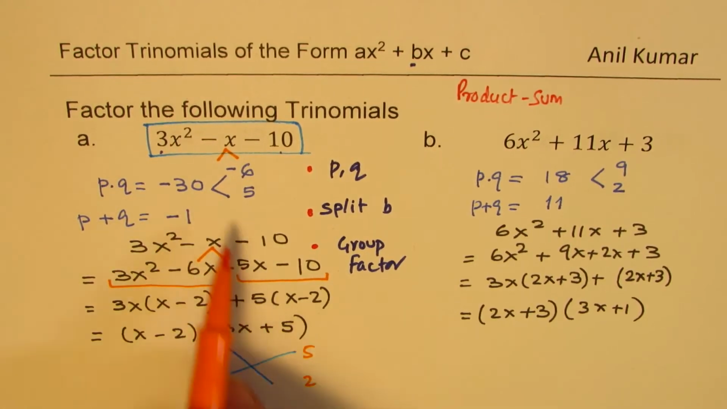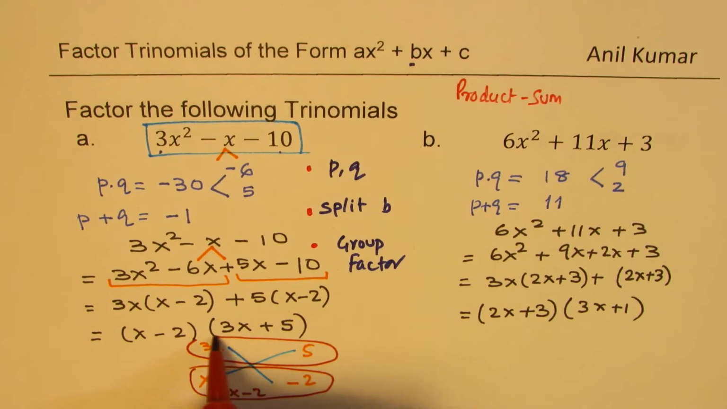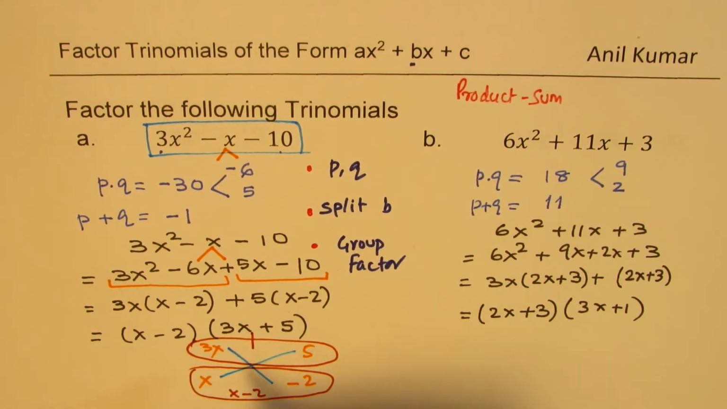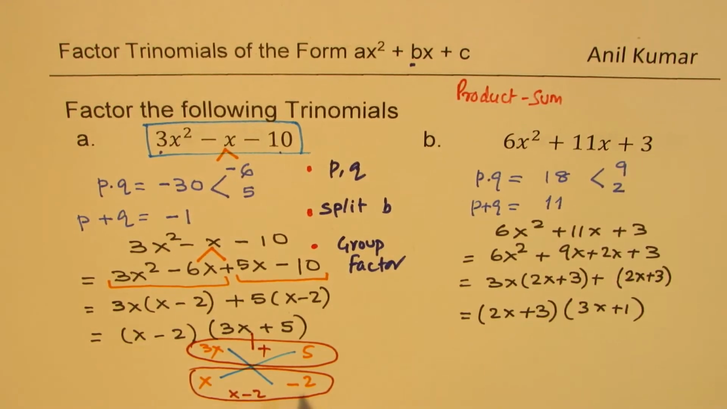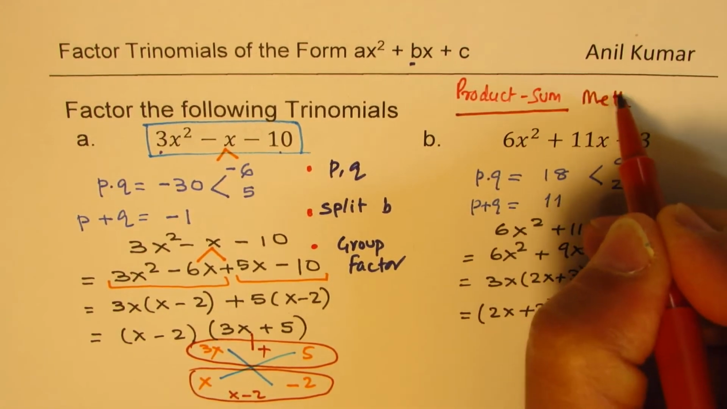Since this is negative, we need a higher negative number. You can say negative 2. And then you see the factors are x minus 2, right? So that is x minus 2. And here we have 3x plus 5, right? So this is plus 5, correct? So it seems to be a very easy technique to follow. However, in practice, getting these 4 numbers is not that easy. Therefore, we will actually stick to our product sum method. Is that clear to you?